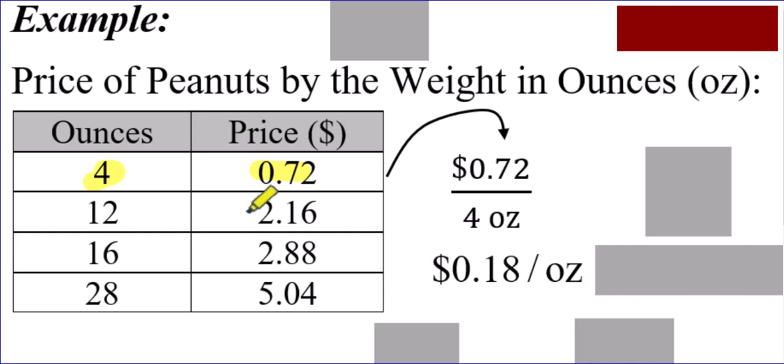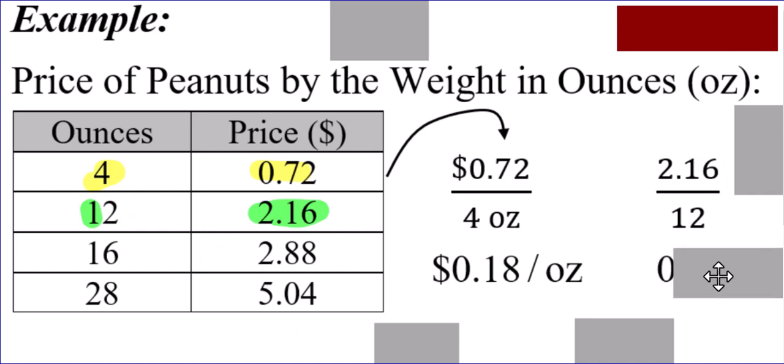Well, what about the next cost? $2.16 for 12 ounces. Set up that fraction. Divide in your calculator. Again, we're dividing here. We're not using our fraction key.